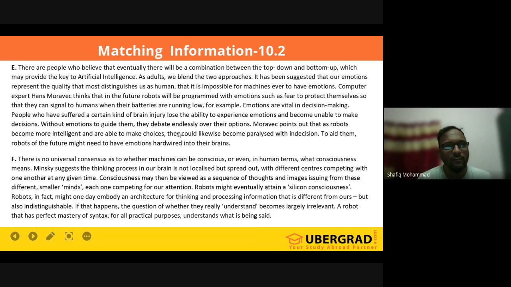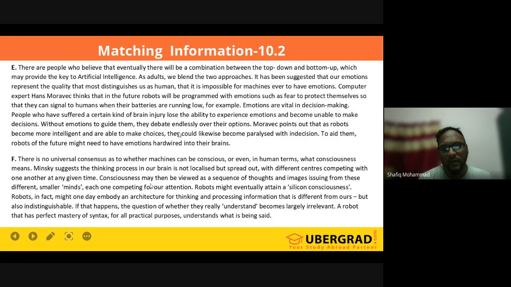Let's go to the F paragraph. What does it say? There is no universal consciousness as to whether machines can be conscious, or even in human terms, what consciousness means. So Minsky suggests that the thinking process of our brain is not localized but spread out, with different centers competing with one another at the given time. He's talking about again our consciousness. Consciousness again goes to the brain.